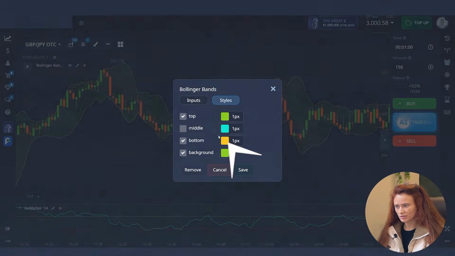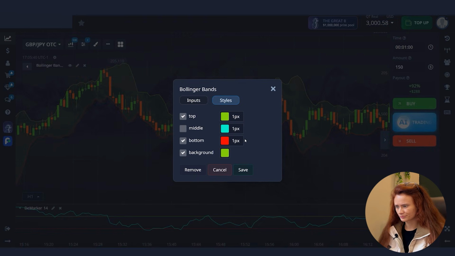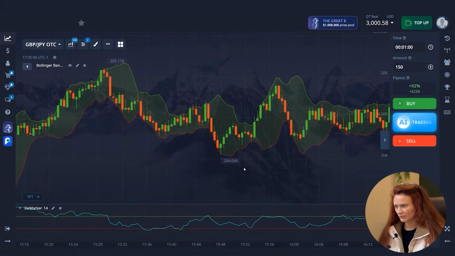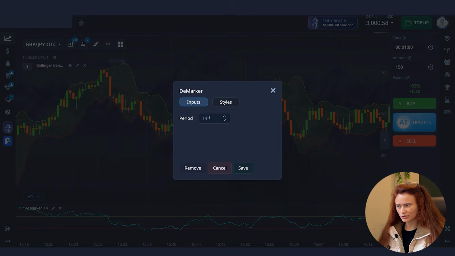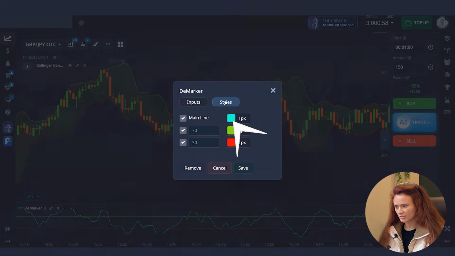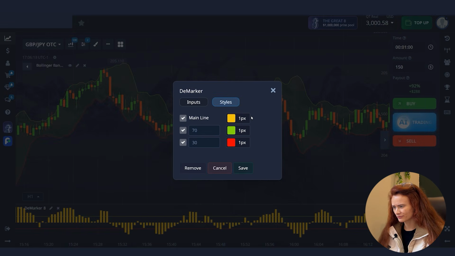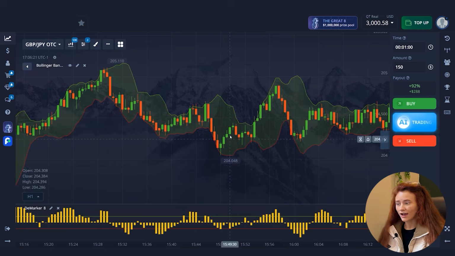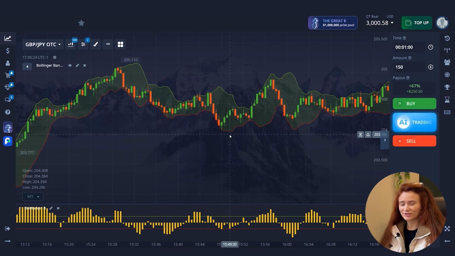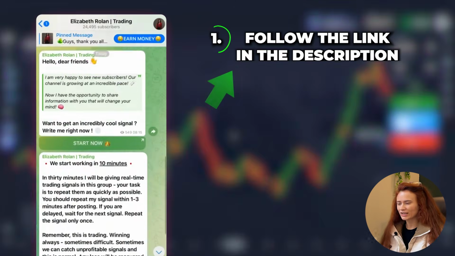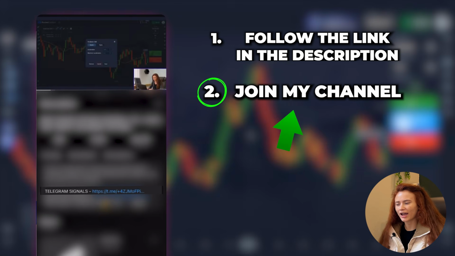Also change the style settings as you wish. The D-marker indicator has a reduced period of 8. It's necessary for the indicator to give a signal more often. And I will also change the style of the indicator. You can just repeat after me. And configuration is complete, so you can start searching for a suitable situation. The market is a system and it's important to learn how to read it.